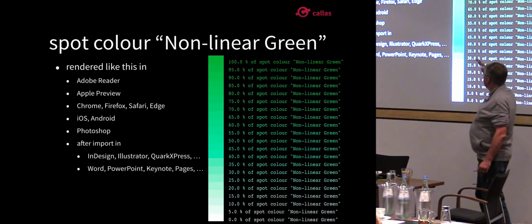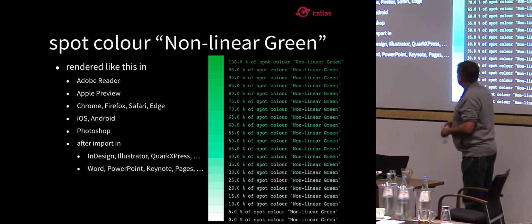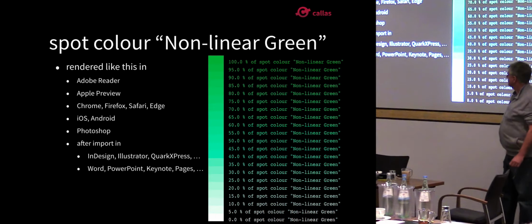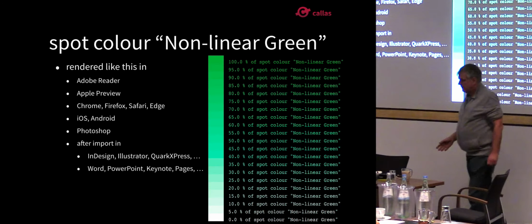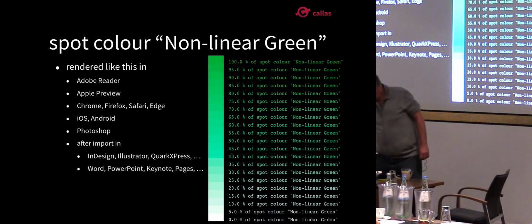Apple Preview, Chrome, Firefox, Safari, Edge, iOS, Photoshop does it, unfortunately. It may also happen after you import the PDF to other applications like InDesign, Illustrator, QuarkXPress, Word, and so on. They all show this nonlinear green like this. So there are some limitations in the field.